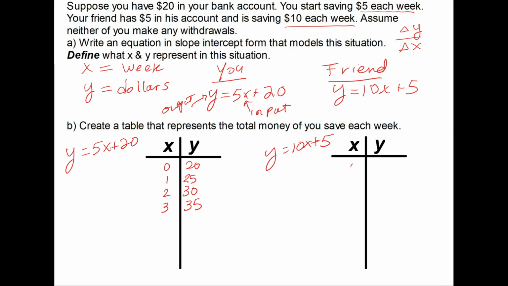Okay, here we're going to use the same input values, 0, 1, 2, 3. And so when I put in 0, I get 5 as the output. I put in 1, I get 15. Put in 2, I get 25. Put in 3, I get 35, because 3 times 10 is 30, plus 5 is 35. So I should start at 5, and then I go up 10 every time. 10 over 1.